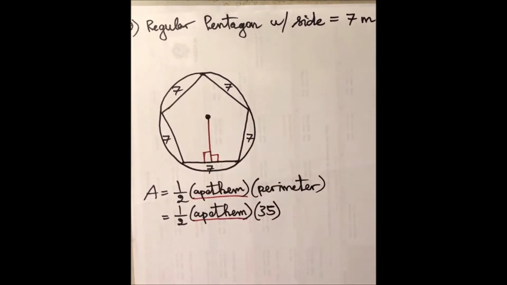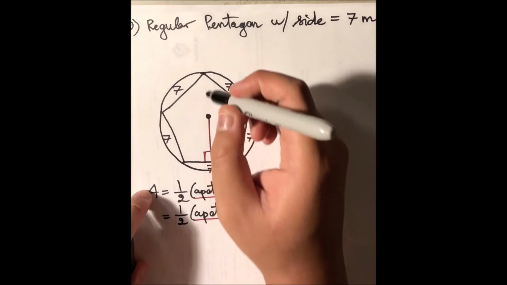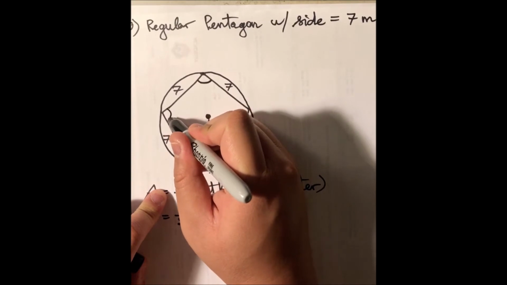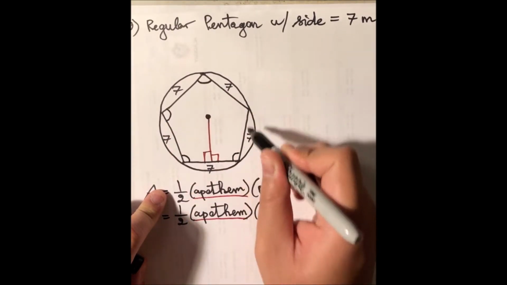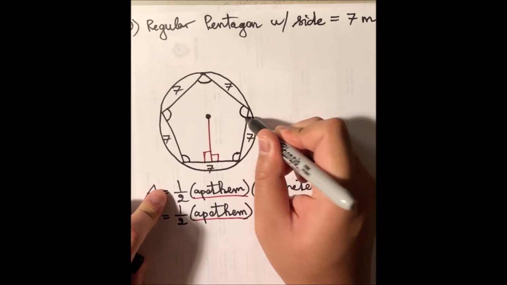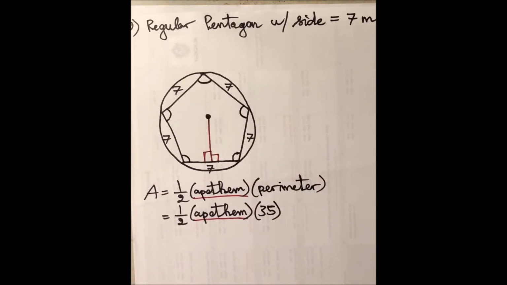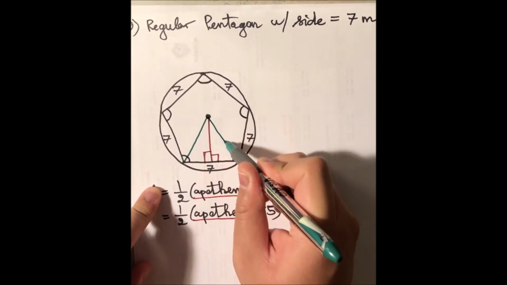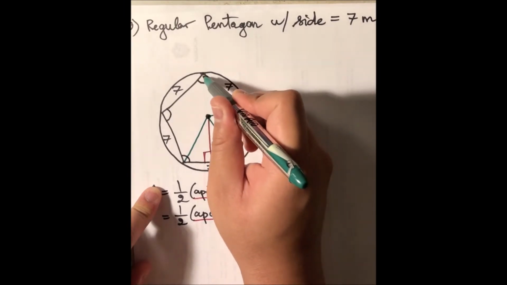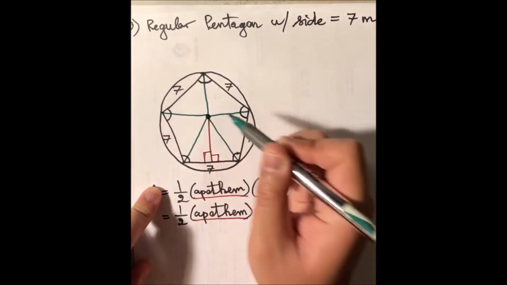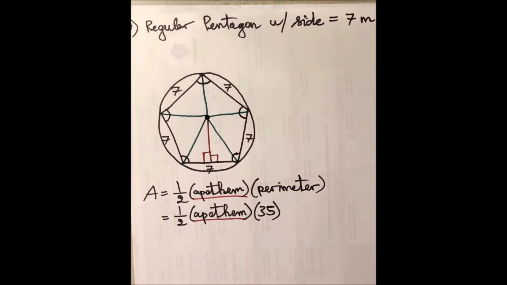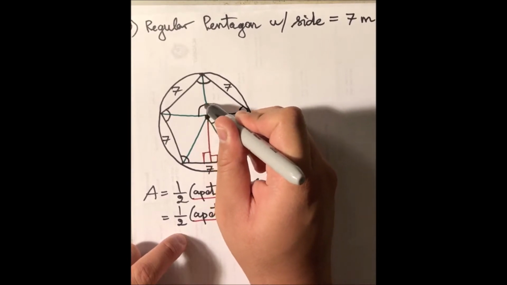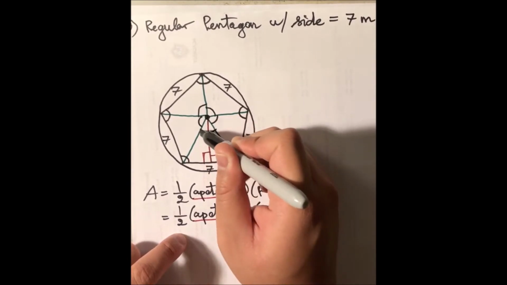Now, to find the apothem, it is worthy to notice that not only is the pentagon equilateral, it is also equiangular, so all of these angles have the same degrees, like this. And then we can go ahead and cut this regular pentagon into different triangles. So something like this. Like that.